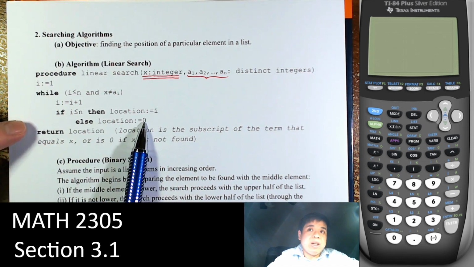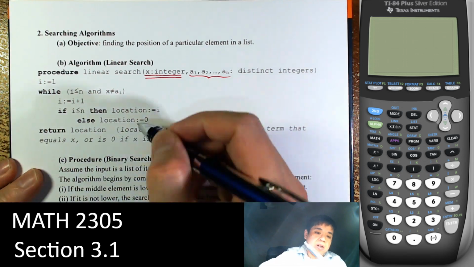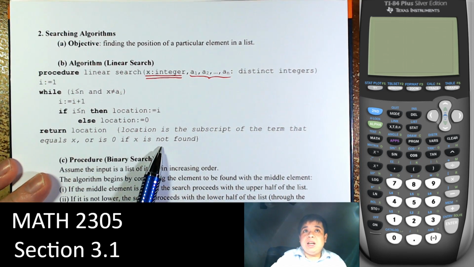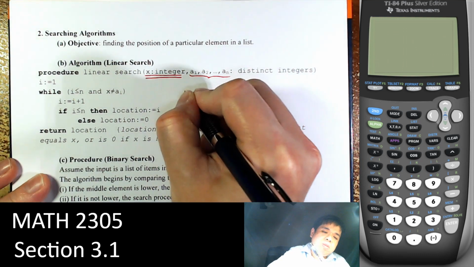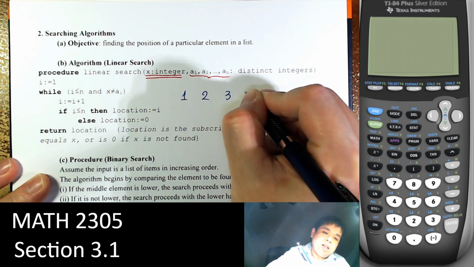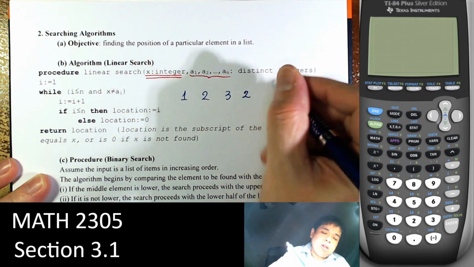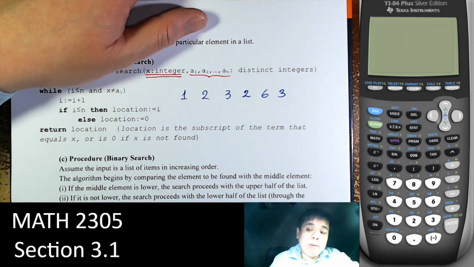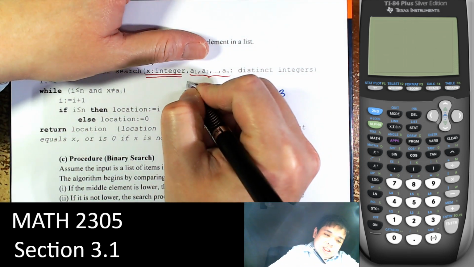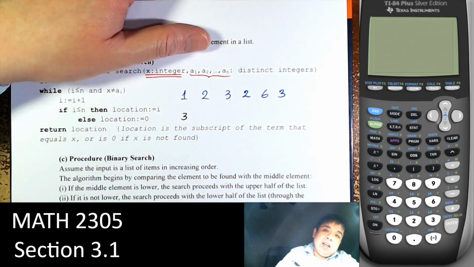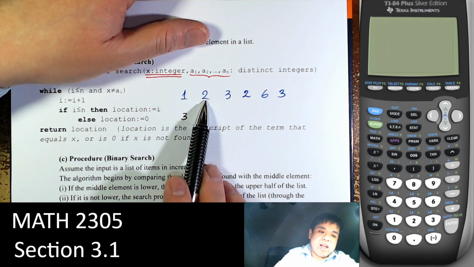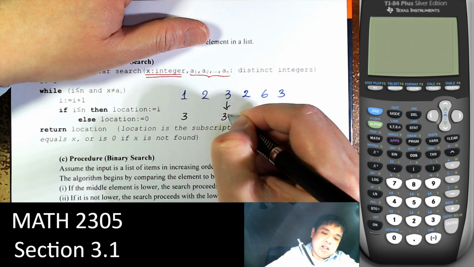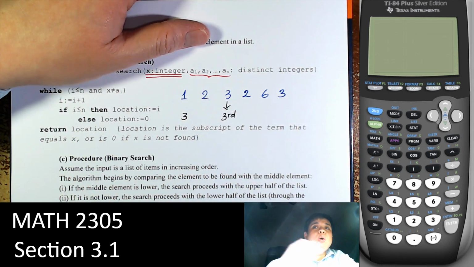If it is equal to n and we cannot find it, then the location is 0, meaning that the subscript of the term equal to x is 0 if we do not find it. For example, if I have a list of 1, 2, 3, 2, 6, 3, and we search for 3, is that the first one? Nope. Go to the next one. Nope. Found it, and it will return the position, the third place. It stopped the loop. It will not go any further.